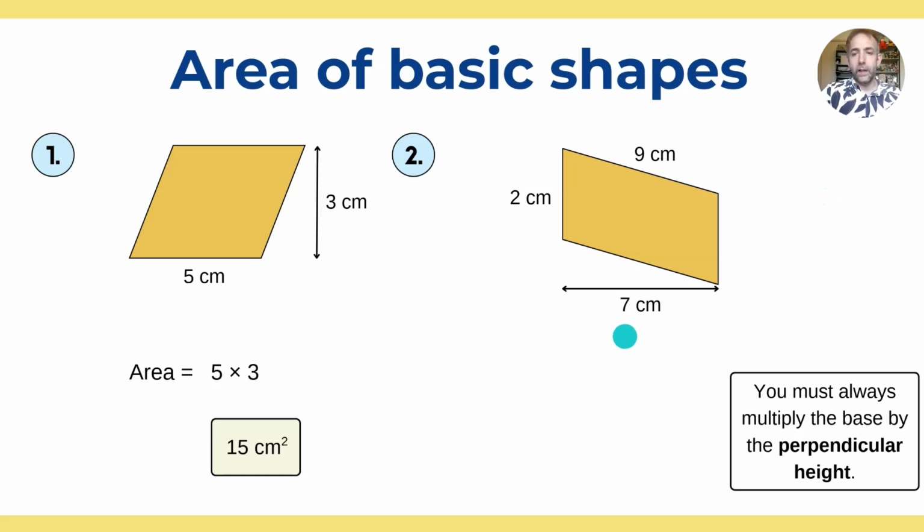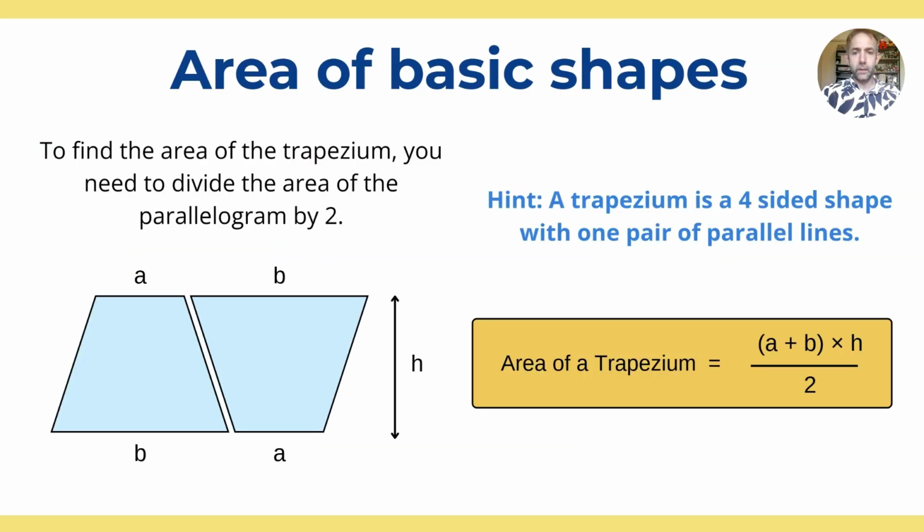If you thought that we need to use the 7, then you are correct, because that's the perpendicular height, the height that goes straight up, also makes a right angle. 9 is the slanted height, and we don't want to use that in our area calculation. So this one here, we're going to do area equals 2 lots of 7, and that will give us 14 centimeters squared.